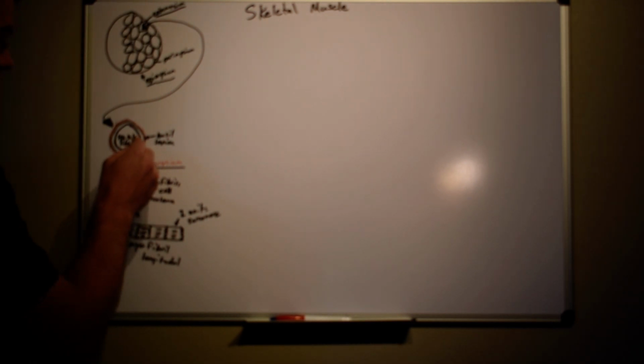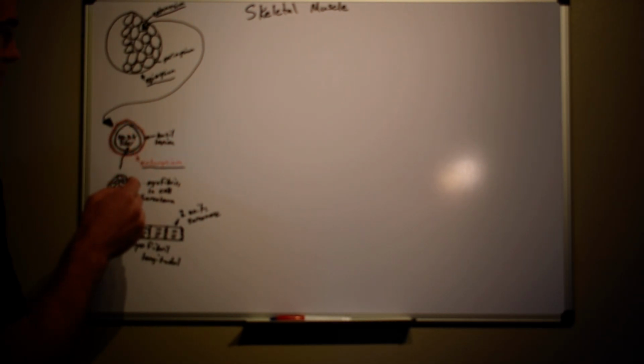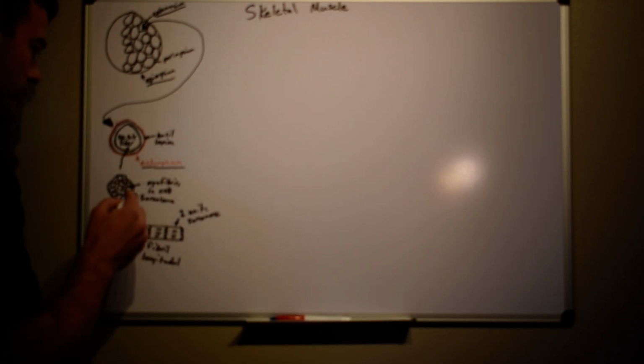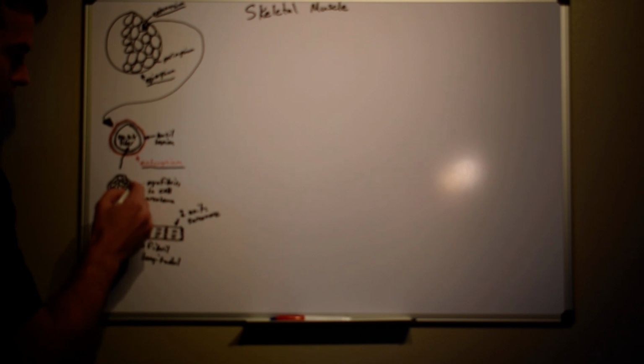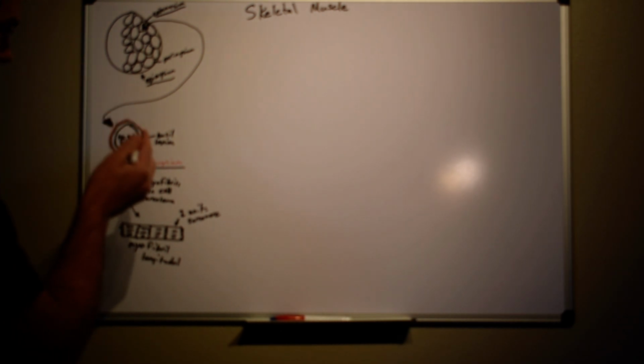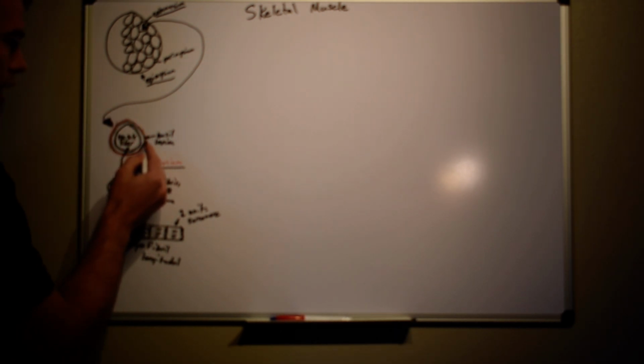Alright, and if you take a closer look at this muscle fiber, which is just one muscle cell, you'd be able to see the sarcolemma. So that's like the plasma membrane. It's just a fancy way of saying the plasma membrane. And then around it, of course, would be your basal lamina.